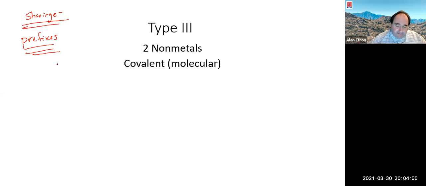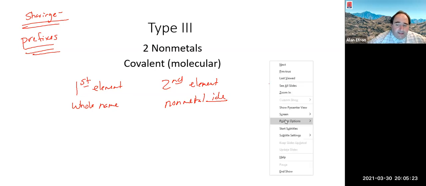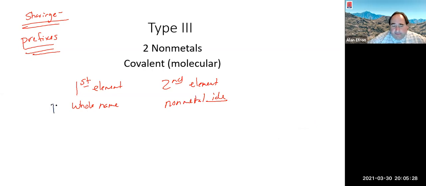So the rules basically for naming these guys are: the first element in the formula, you use the whole name. So whatever the first element is, you use the whole name. The second element gets the traditional nonmetal way of naming, where we add the IDE to the back end of it. The only additional thing that we add to perhaps both names, and not always, but to perhaps both names, is a prefix and a prefix.